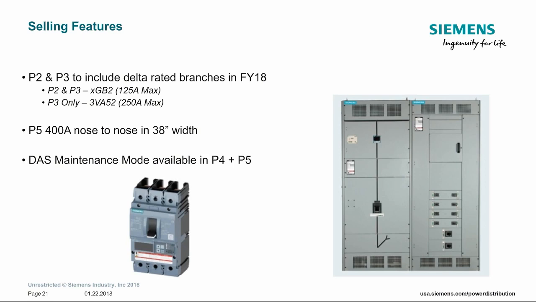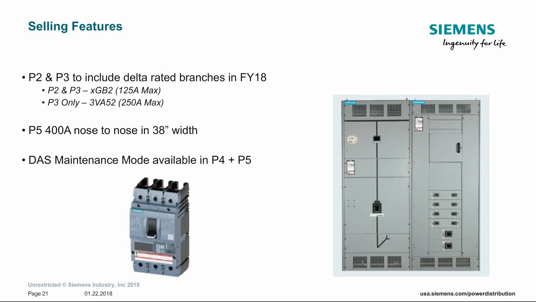Finally, let's move on to the selling features of all of the panel boards that Siemens has to offer, starting with our P2 and P3. With these panels, we're able to include Delta-rated branches, XGB2 and 3VA52 in fiscal year 18, which we're extremely excited about because that just adds to the flexibility of these panels and allows us to integrate brand new technology.